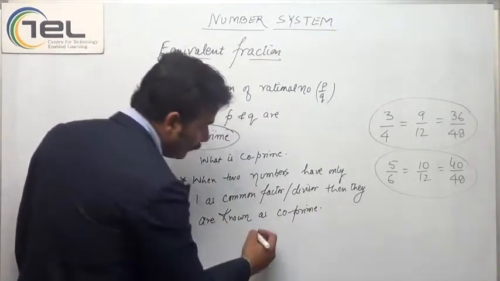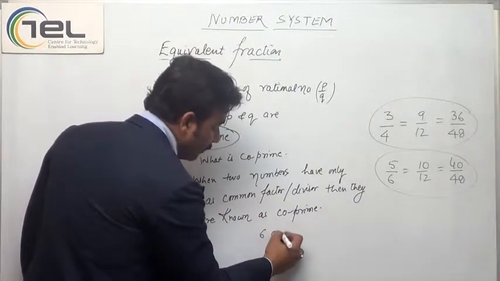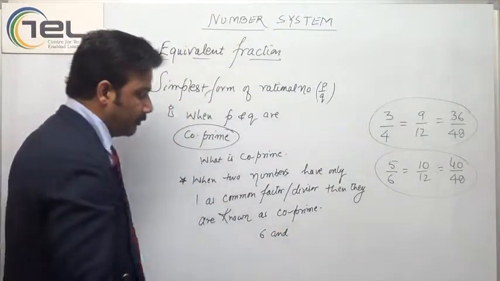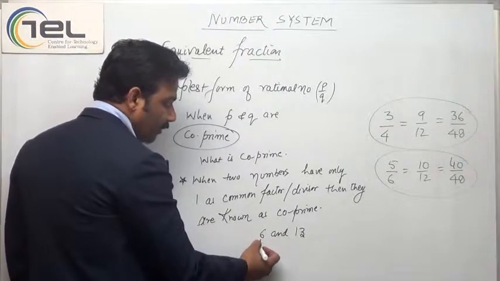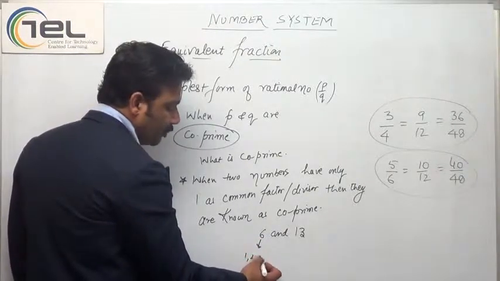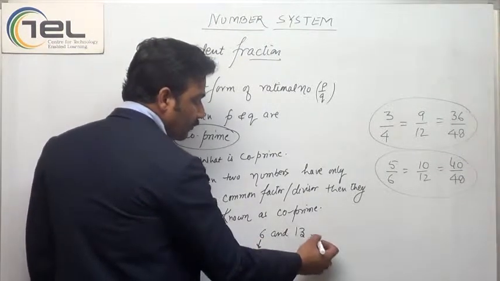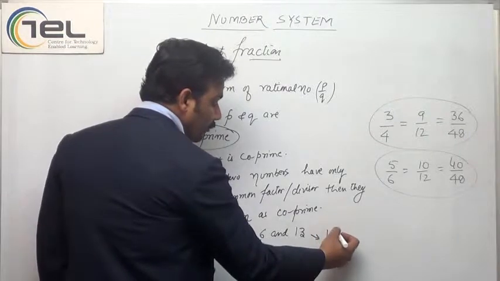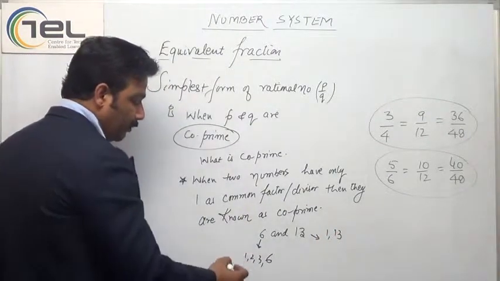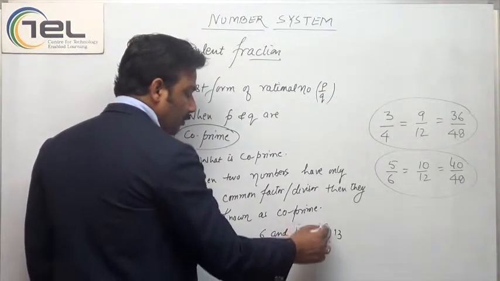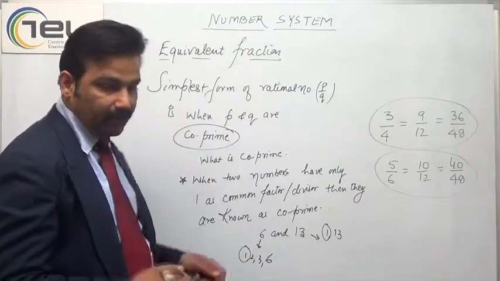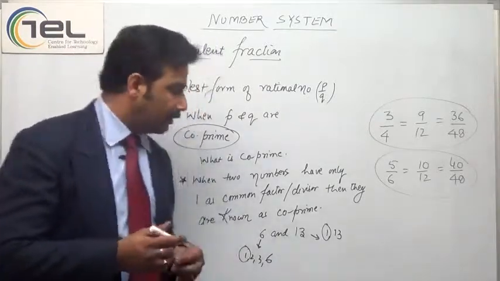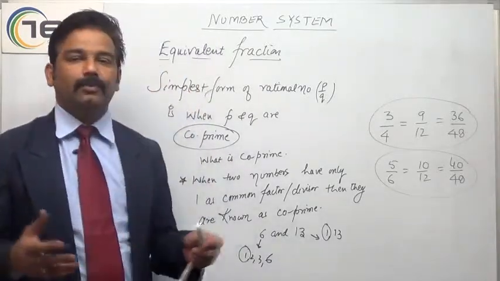For example, 6 and, say, I will take 13. So 6 has factors 1, 2, 3 and 6. 13 has factors 1 and 13. So between them, they have only 1 as common. So they are called co-prime. 6 is co-prime with 13, or 13 is co-prime with 6, or I can say 6 and 13 are co-prime numbers.